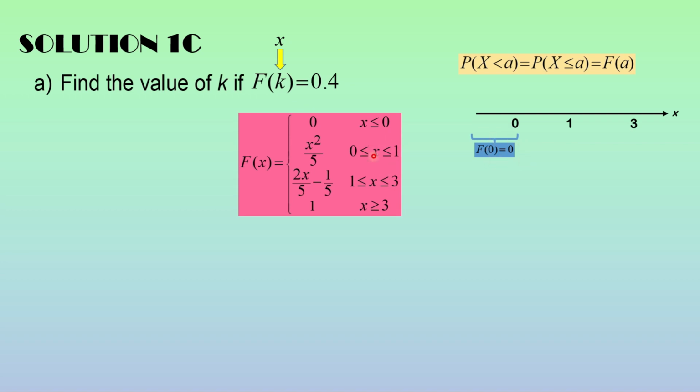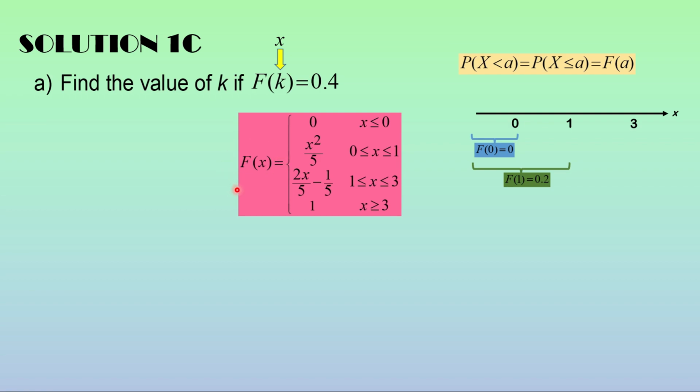Let's check for F of 1. So F of 1, or probability x less or equals to 1, represented by the green diagram from negative infinity to 1, is equals to 0.2, that getting from substituting x equals to 1 into the function 2x over 5 minus 1 over 5, since this is continuous random variable. But the probability 0.2 still does not reach 0.4 that we need.